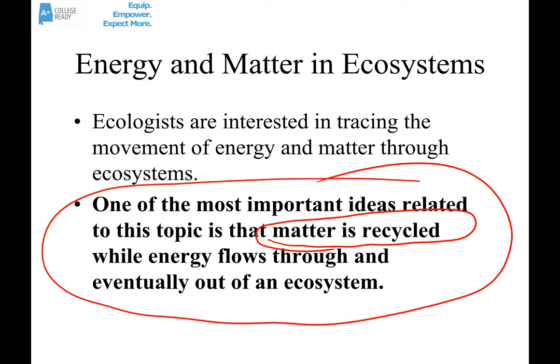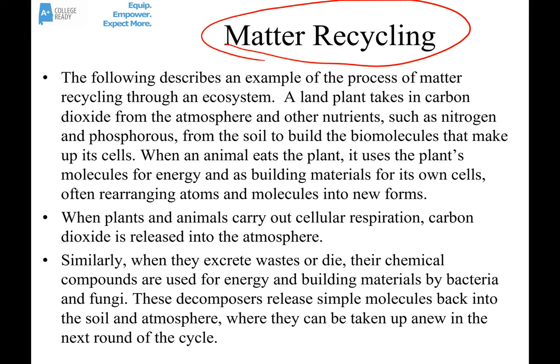So let's talk a bit about matter recycling, using an example with photosynthesis and respiration. Plants take in carbon dioxide from the atmosphere and some other nutrients like nitrogen and phosphorus from the soil through the roots, and they use that to build their biomolecules. Animals eat the plants, and they use those carbon atoms and oxygen atoms and nitrogen atoms and phosphorus atoms to build their own biomolecules. Those animals get eaten by another animal. Ultimately, those same carbons and oxygens and nitrogens and phosphoruses are used to build the next animal in the food chain. That keeps going until eventually we get to the top of the food chain. That organism dies, decomposers break down that organism, and the cycle starts over. But those atoms don't go away. They're recycled over and over again in the food chain.